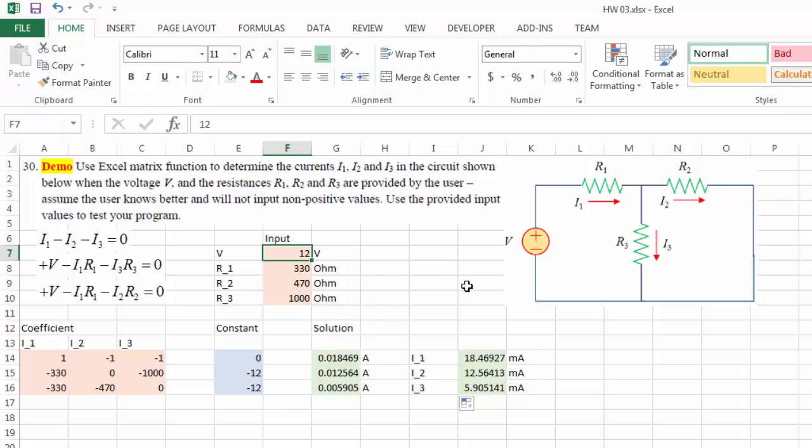You can change the input or any of the resistances, and you can see that this solution area will update the answer automatically. And that's the advantage of linking to the input cells in your formulas instead of typing up the inputs directly in your formulas. So this completes the problem, and once again, we used the matrix function in Excel to solve a system of linear equations. But before that, you will need to be able to write these equations yourself based on your knowledge of circuit analysis.